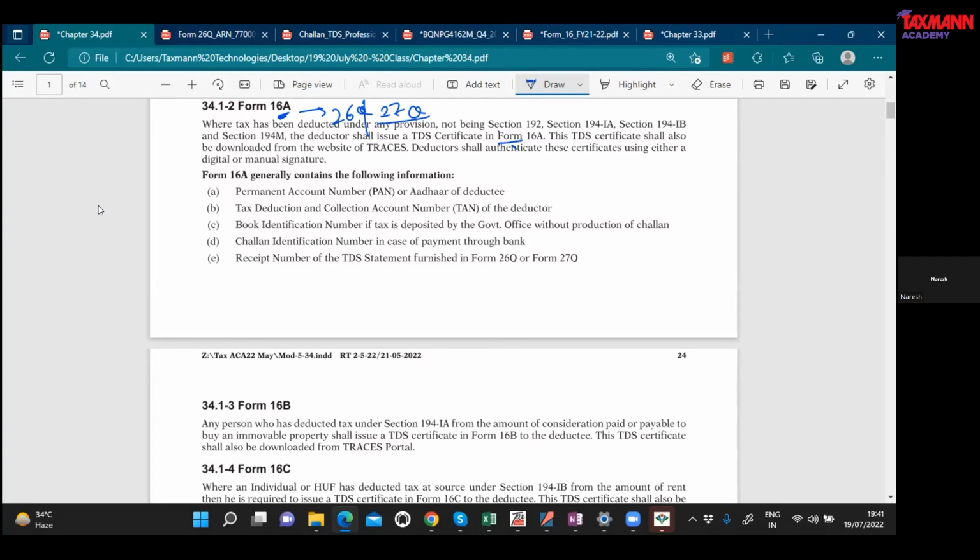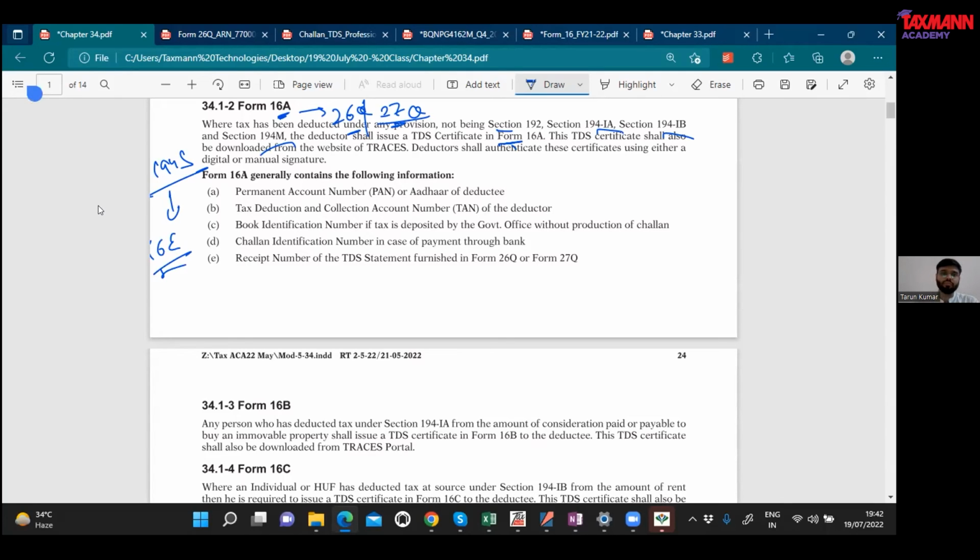Okay, sir. So Form 16A is for payments other than salary, for TDS returns filed in Form 26Q and 27Q, and other than sections 194IA, IB, and 194M. For these sections, there are separate Forms 16B, C, and D, and you can also write section 194S, which is for crypto. A new TDS Form 16E has been prescribed for this.